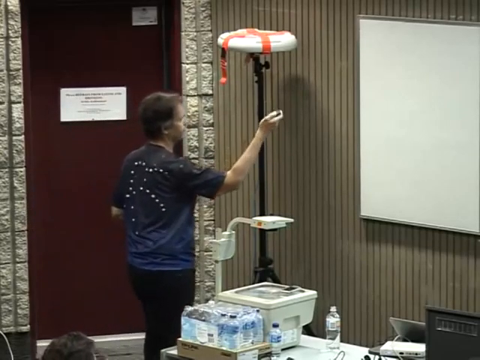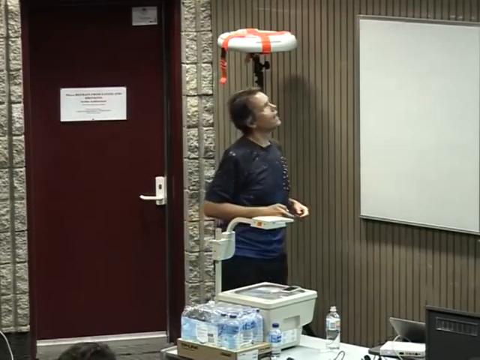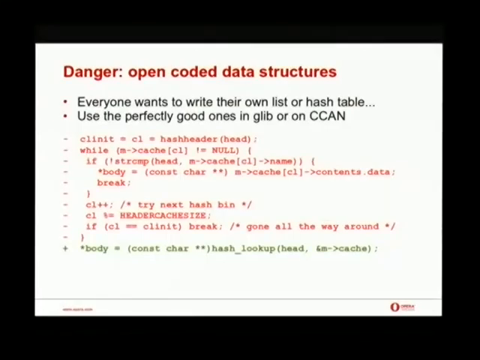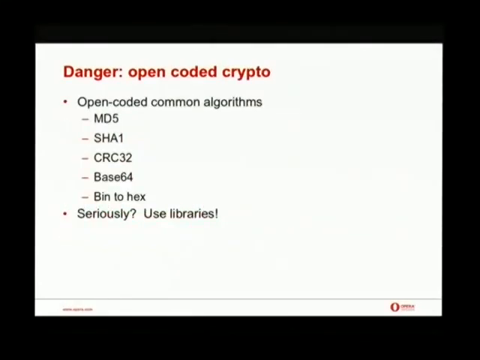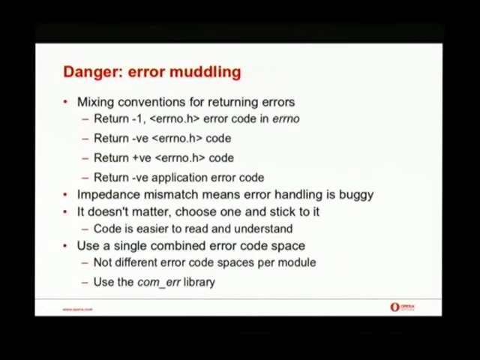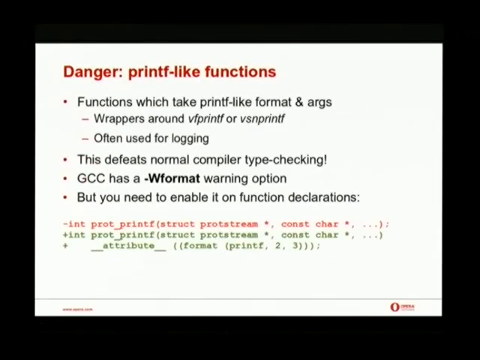So I did quite a lot of this kind of housekeeping. Open coded data structures, sure, you can write a hash table, don't. Open coded crypto, really? We actually had our own open coded MD5 in Cyrus at some point. That seemed like such a good idea. Error muddling. I can actually talk about that one all day, so I won't.